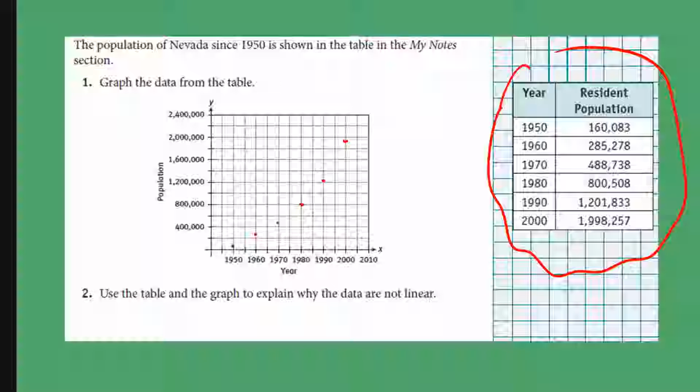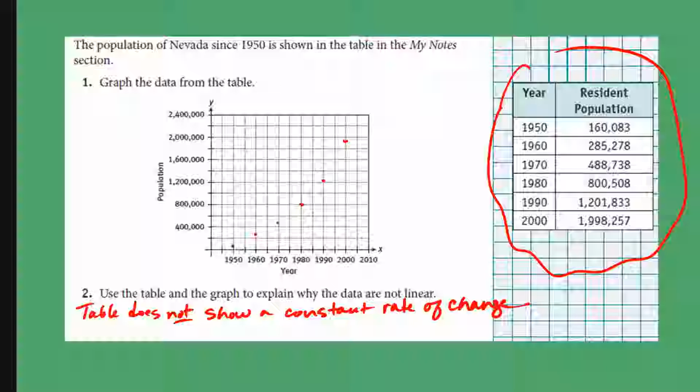And when we use the table and the graph to explain why the data are not linear, the table does not show a constant rate of change. I knew you already knew that. And the graph does not show a line, obviously. That's why it's not linear. It doesn't show a line. It shows a curve.